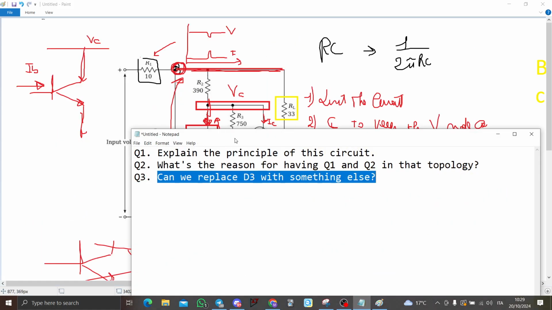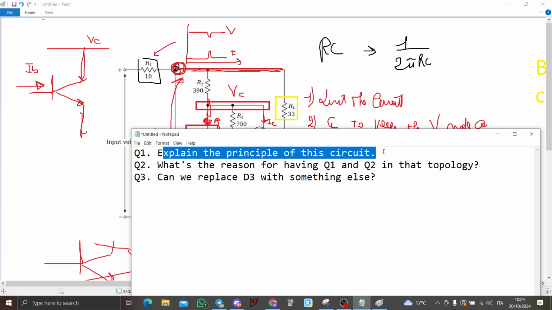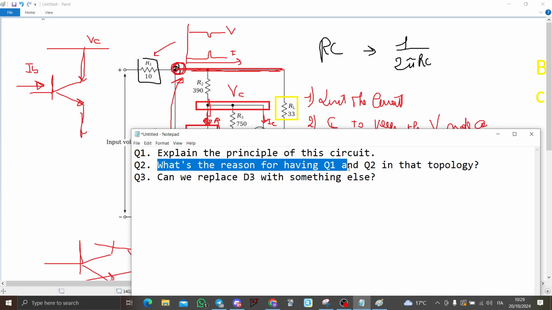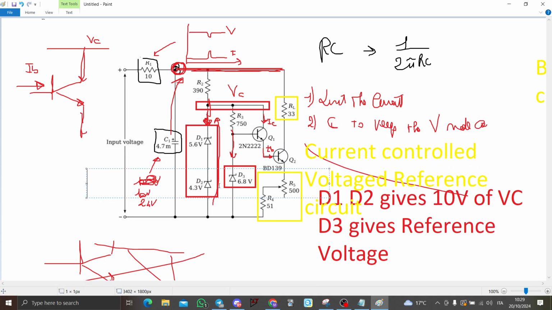So I think that we answered everything. Explain the principle of this circuit. What's the reason for having Q1 and Q2 in that topology? And can we replace D3 with something else? D3 can be replaced with something else. Yes, it can be replaced, of course, if you understood everything.